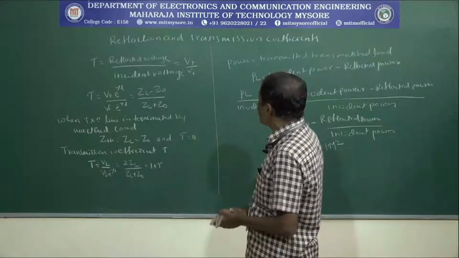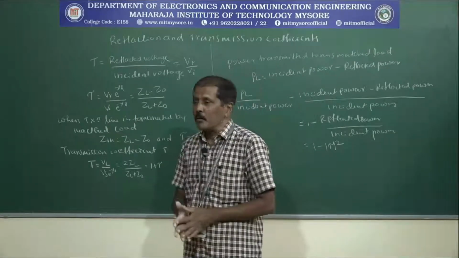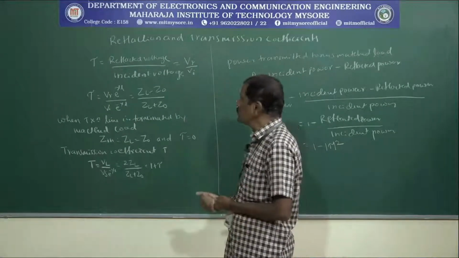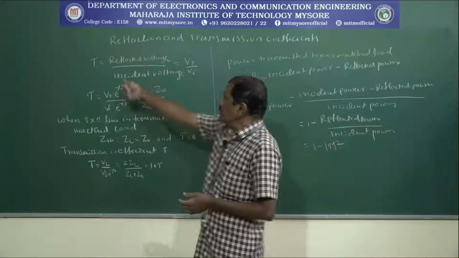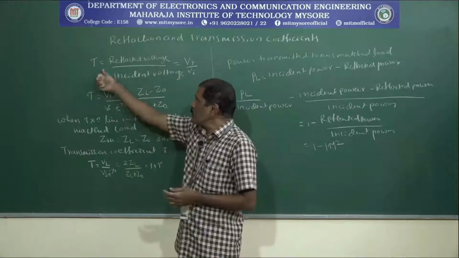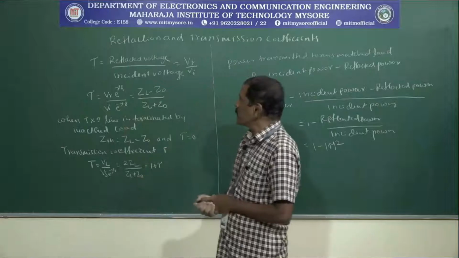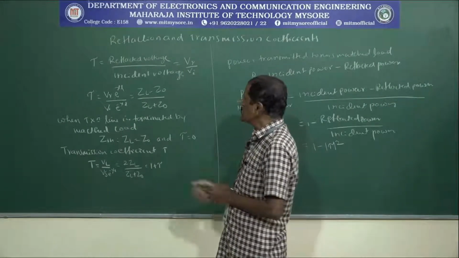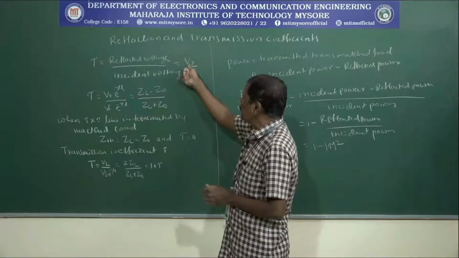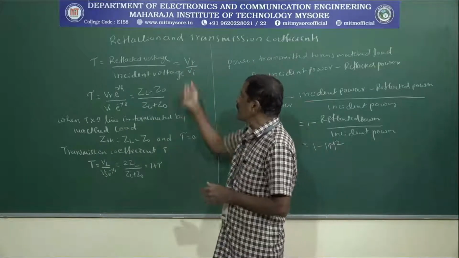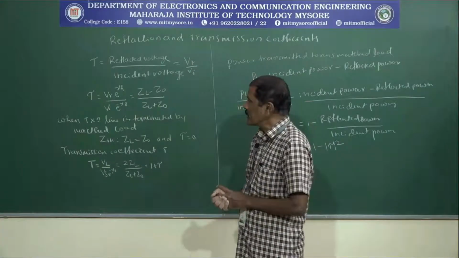Let us consider the relation between the reflection coefficient and the transmission coefficient. The reflection coefficient is represented by tau equal to the ratio of reflected voltage to the incident voltage. So this is equal to VR, where VR is the reflected voltage and Vi is the incident voltage.